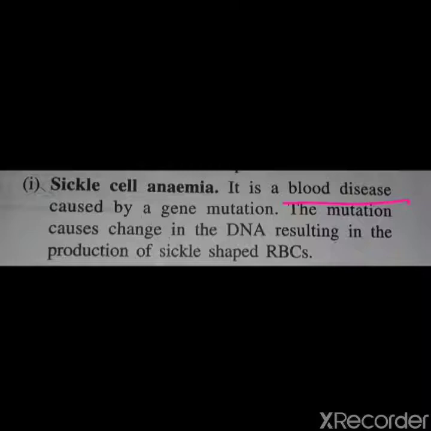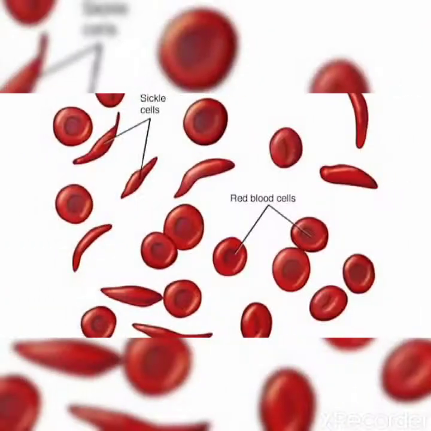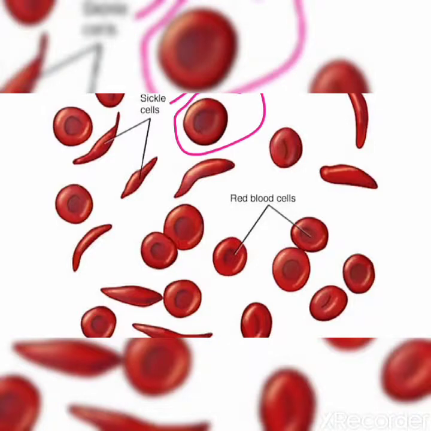The mutation causes change in the DNA, resulting in the production of sickle-shaped red blood cells. You can see the figure of red blood cells. In this, the shape is changed. This is the normal red blood cell. This is the normal shape of red blood cells, and this one is after mutation, when the shape is changed.